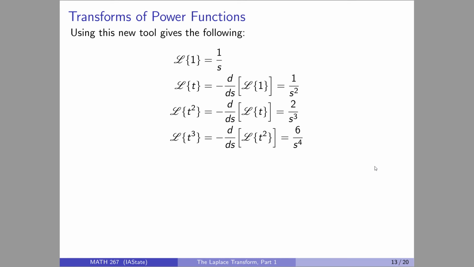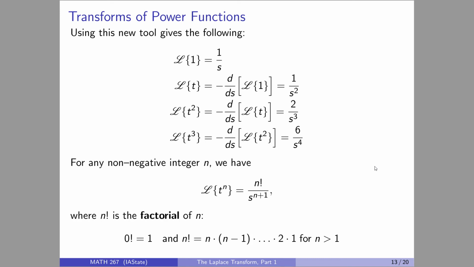All right, so that being said, we can now list off the Laplace transform of all the power functions. Laplace transform of 1 we figured out. Laplace transform of t is 1 over s squared. Laplace transform of t squared would then be the negative derivative of the Laplace transform of t, which would be 2 over s cubed. Just take the derivative, and then keep going. Nothing's stopping us from going off to any power we want. So in fact, for any non-negative integer n, the Laplace transform of t to the n is n factorial divided by s to the n plus 1.